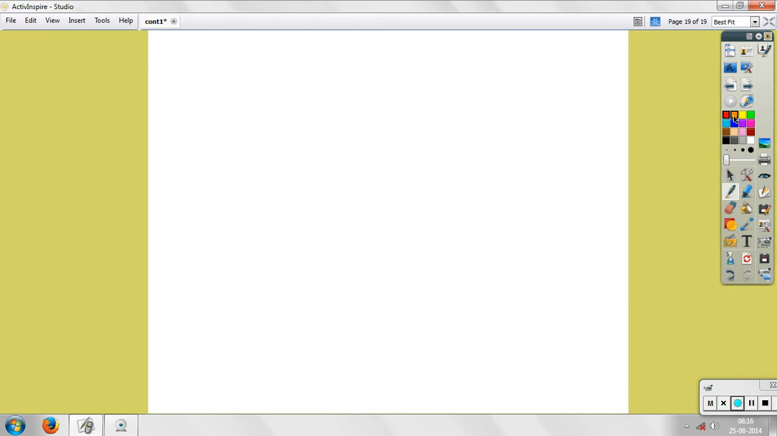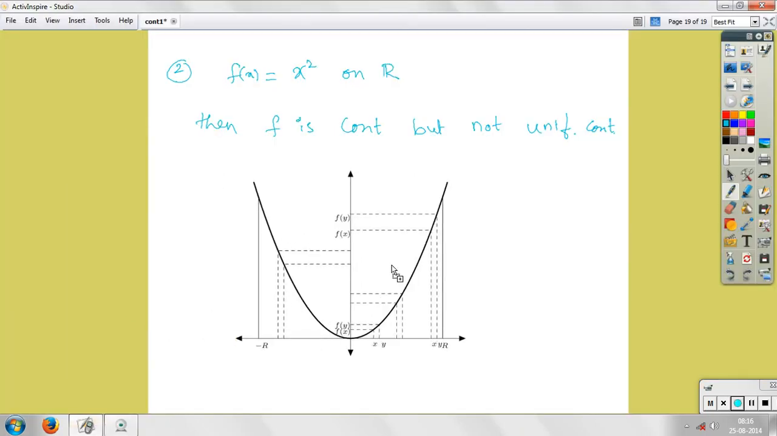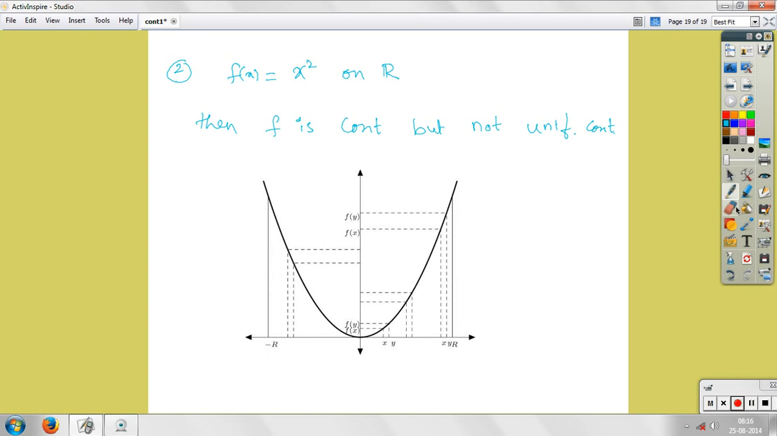Another example we can give is, second example, take f of x is equal to x square on entire R. Then we know that f is continuous. We will show that f is not uniformly continuous. So to do this one, let's see the picture of this and analyze where is the problem, at what points.